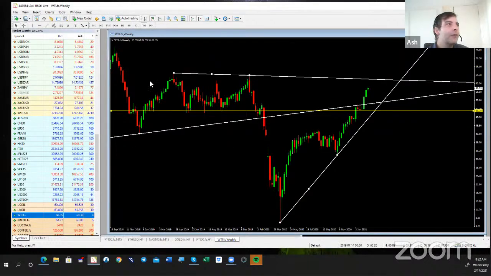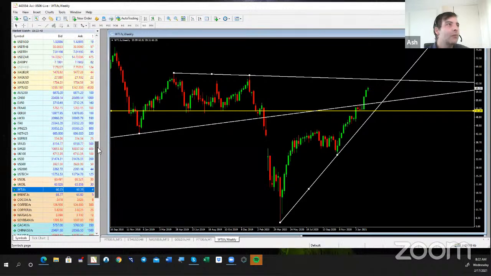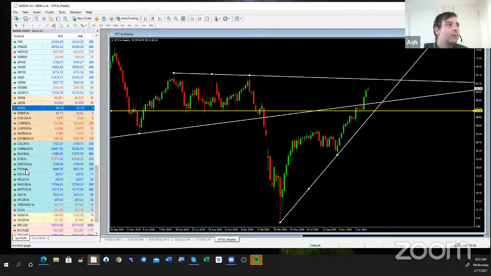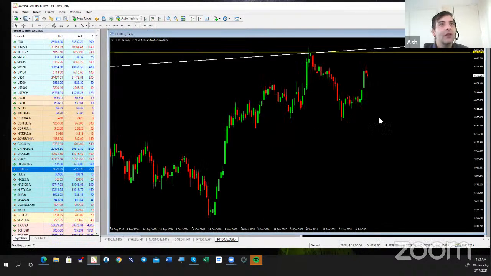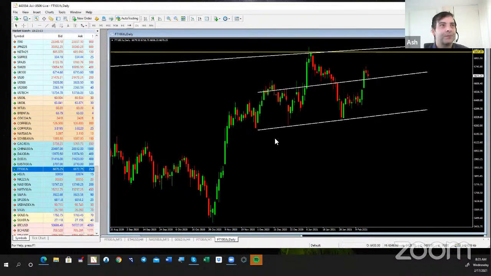The UK, well, the FTSE, I think there's a bit of weakness probably coming. There's certainly a reversal looking pattern here.